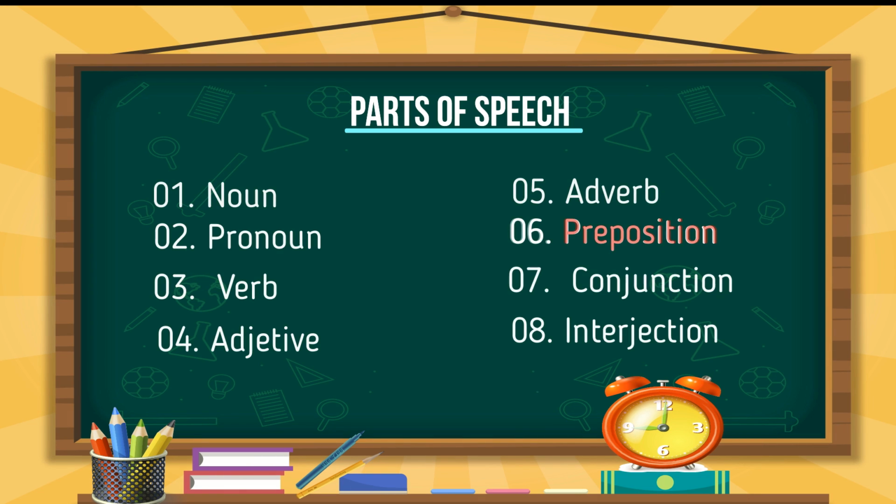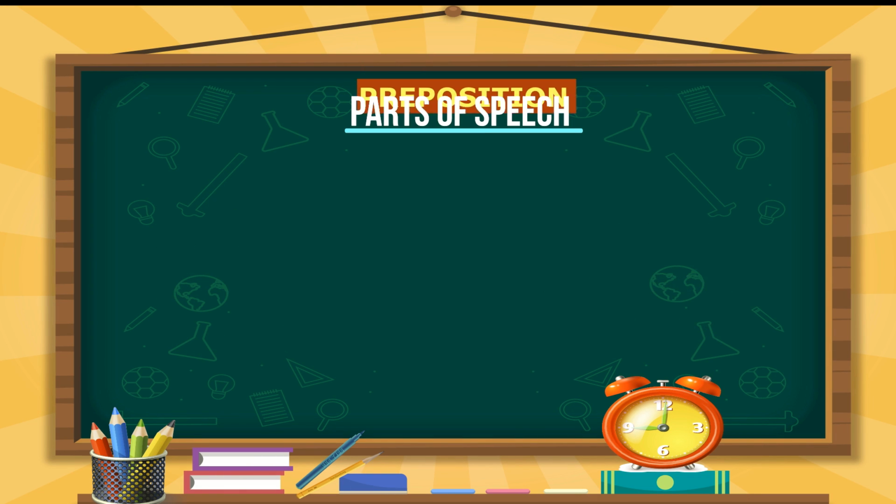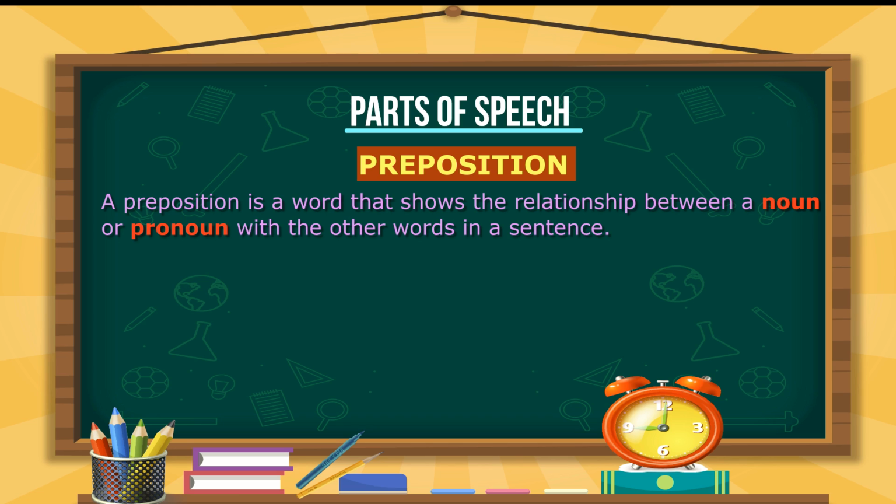Next is preposition. A preposition is a word that shows the relationship between a noun or pronoun and the other words in a sentence. For preposition, you need to remember that this word consists of two parts, pre and position. Pre means before. So basically, prepositions are placed before a noun or pronoun.